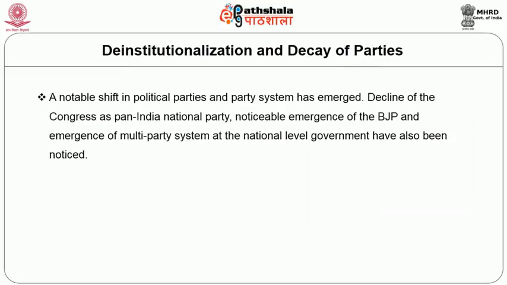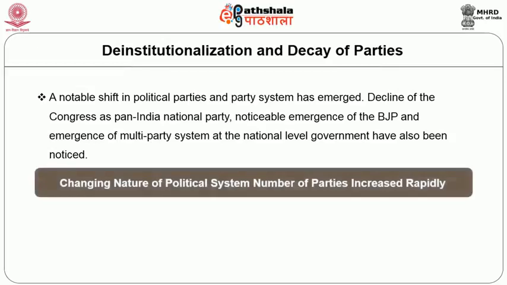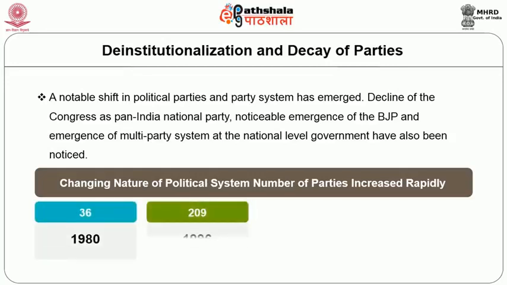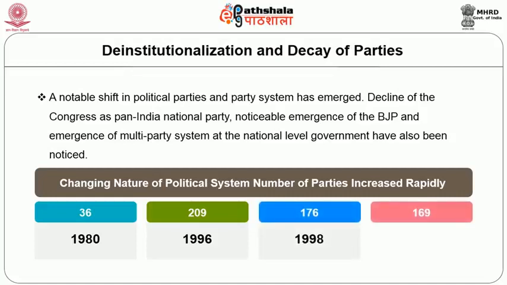A notable shift in political parties and the party system has emerged. The decline of the Congress as a pan-India national party, the noticeable emergence of BJP, and the emergence of a multi-party system in national level government have also been noticed. In this changing nature of the political system, the number of political parties increased rapidly. The number of parties contesting elections in India has varied from 36 in 1980 to 209 in 1996, 176 in 1998 and 169 in 1999.